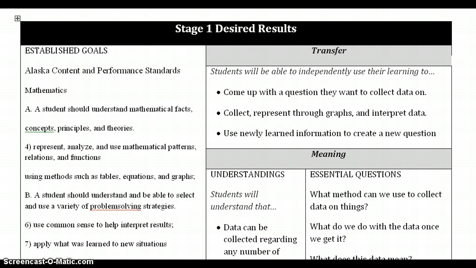I'd like to go through the unit in the same way that we did in the class, going through each of the stages. So in stage 1, I have here the results that I would like my children to be able to do by the time we're done with the unit. Students will be able to independently use their learning to come up with a question they want to collect data on, collect, represent through graphs, and interpret data, and use newly learned information to create a new question.